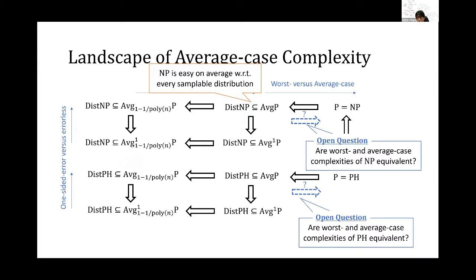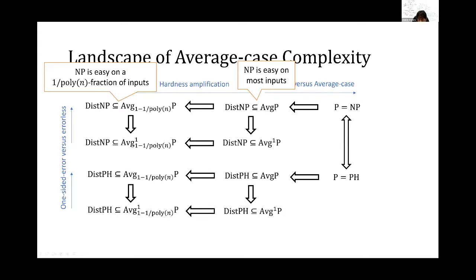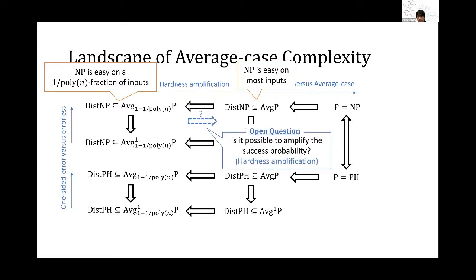And we can consider a similar question in the case of pH. Just a quick reminder, pH stands for polynomial time hierarchy. Another important open question is whether we can get a hardness amplification theorem. For example, assuming that NP is easy on a small fraction of inputs, can we show that NP is easy on most inputs? This question is often referred to as a hardness amplification theorem. We usually consider the contrapositive, but the question is essentially whether it is possible to amplify the success probability of our heuristic algorithms.